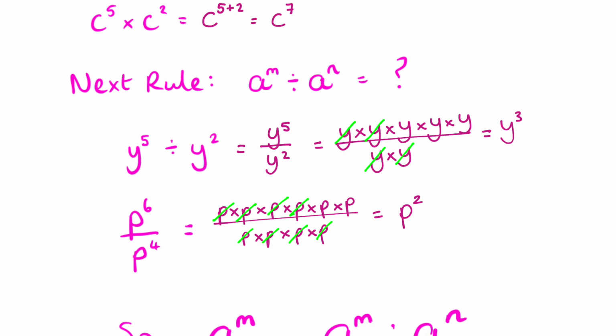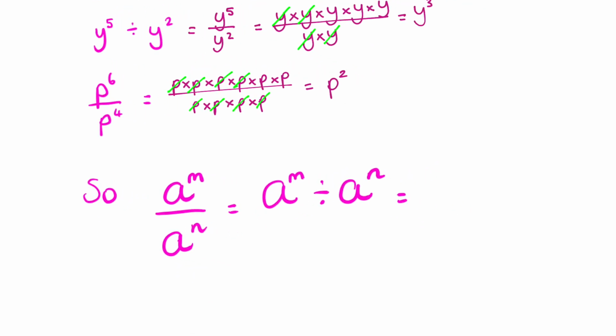Okay, so can you see what the rule is? If y to the power 5 divided by y squared is y to the power 3, and p to the power 6 divided by p to the power 4 is p squared, or p to the power 2, can you see what the rule is?